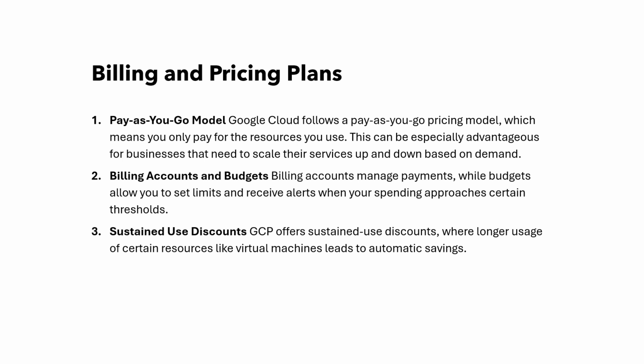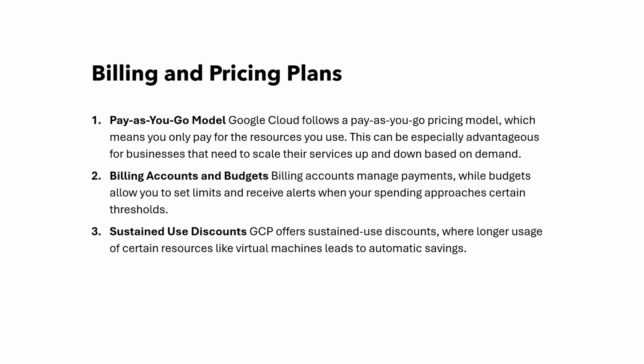Committed use discounts. To optimize your costs, GCP offers committed use discounts. If you're confident you'll use certain resources over a longer period, like 1 or 3 years, you can commit to that usage upfront in exchange for significant savings. For instance, if you commit to using Compute Engine resources for a year, you could save up to 57% compared to the pay-as-you-go rate.